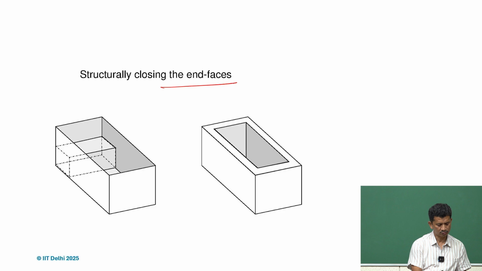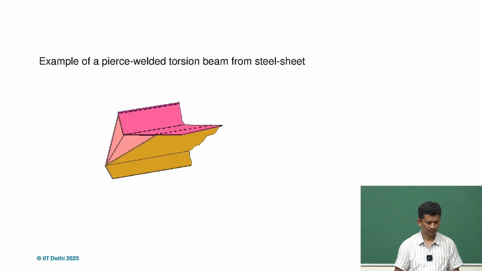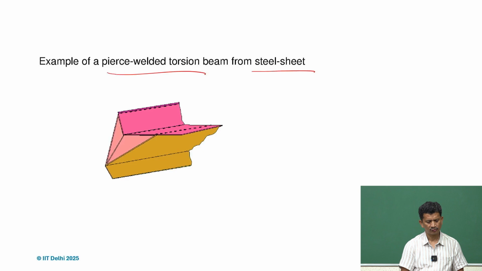Or we can also place a box inside a box, that will also stiffen it, or we can also thicken the sections. So another tube. So how to design using sheet metals, and if you are using steel sheets, we can use pierce welded torsion beam, or we can do spot welding, and we can create all these structures, and we can get very good structures out of sheet metals only.